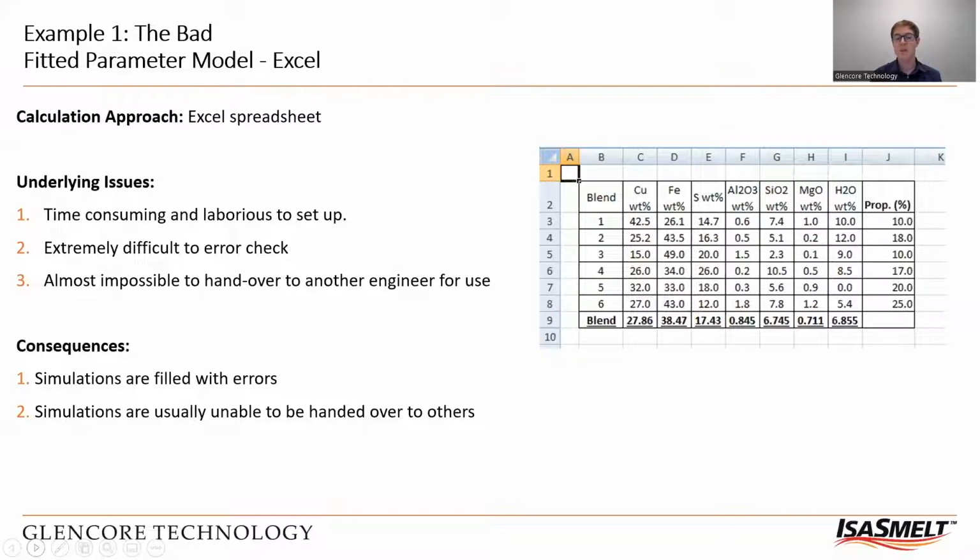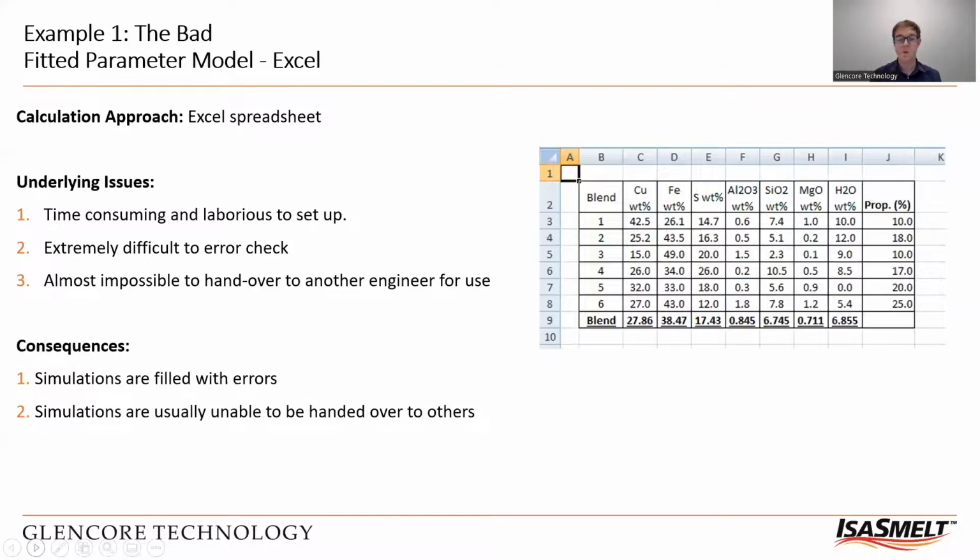So this is very time-consuming and laborious to do. Every single cell needs to be put in, and formulas need to be input for every single cell. Because there's lots and lots of cells, because a smelter has lots and lots of streams and lots of things going on, it's going to be extremely difficult to error check because of the sheer complexity of the calculations. And because of the sheer complexity with the number of cells, number of formulae, number of things going on, it's very difficult to hand over to another engineer to use.